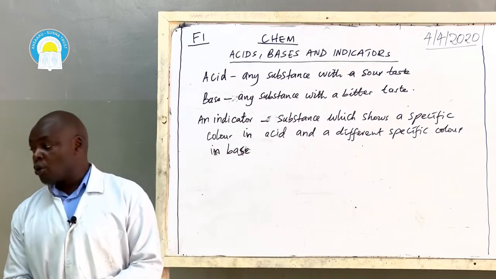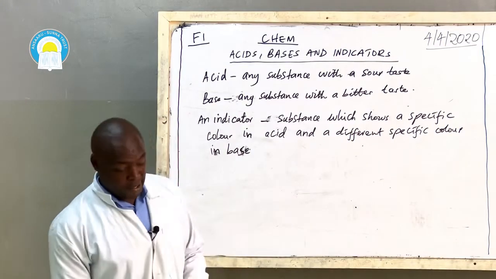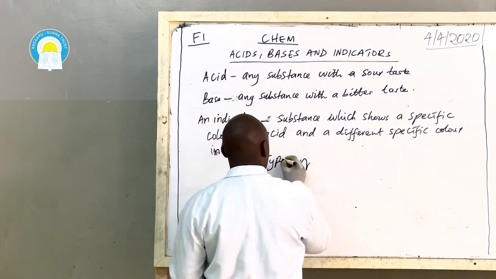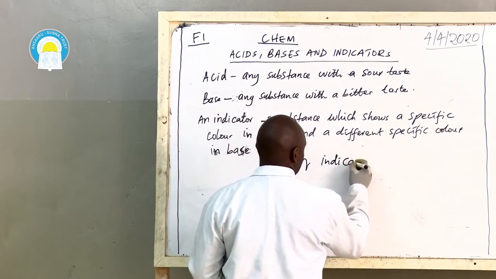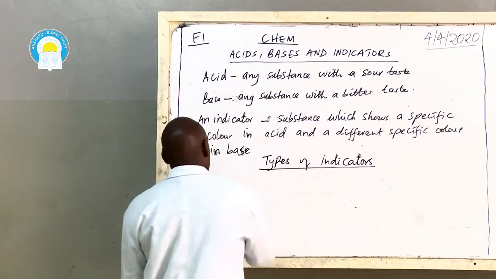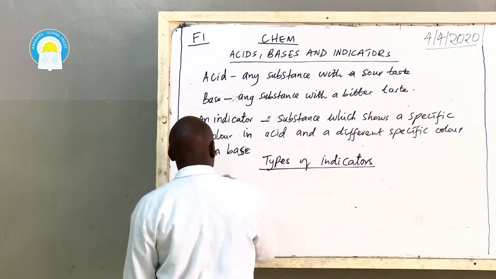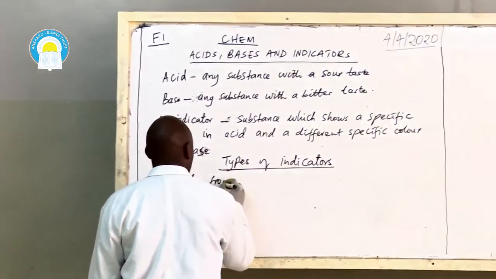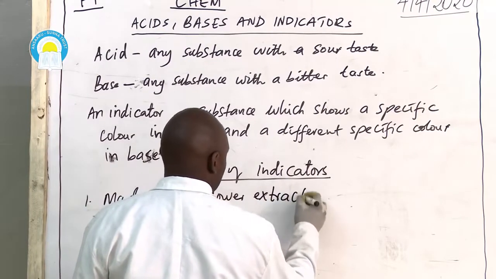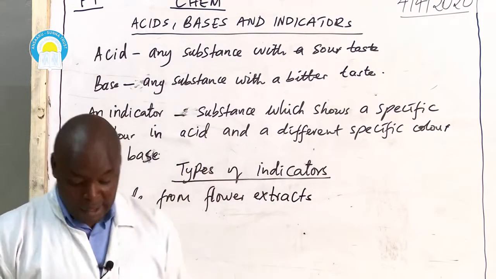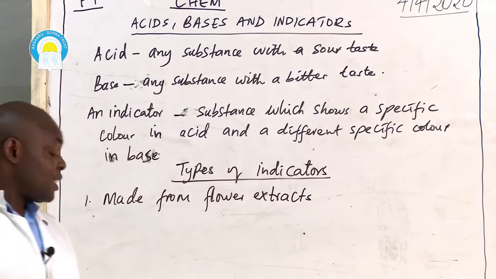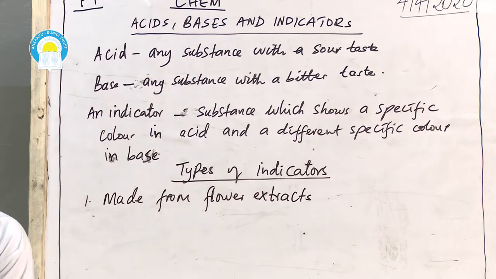So we are going to go through various types of indicators. The first one is indicators made from flower extracts. We look at their advantages and their disadvantages, and then we proceed to the next type of indicator.